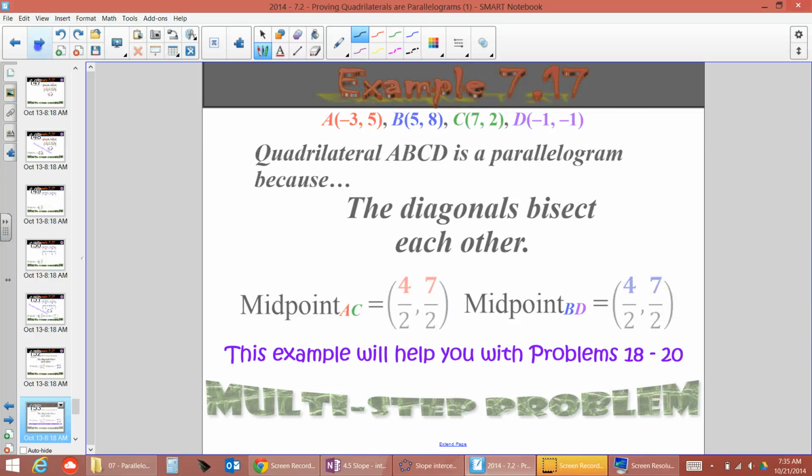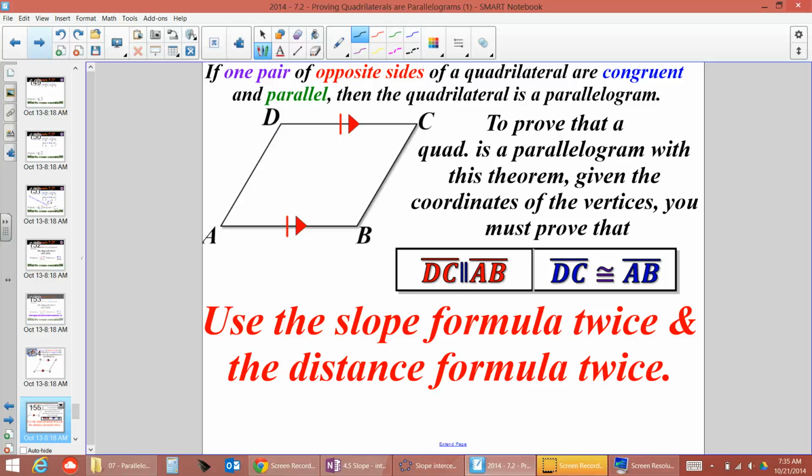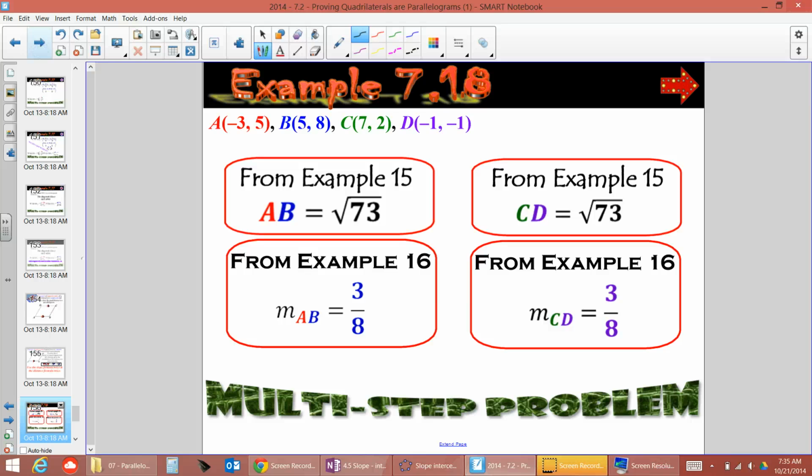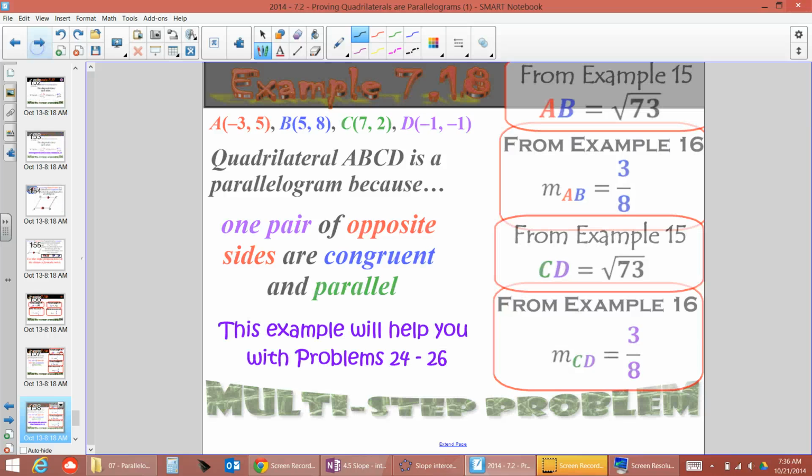So that's going to help you with 18 through 20. I want you to try each one of these on your homework, so that way when you get to the test, you'll be able to pick which one you want to do, and because you'll know how to do it easier. Okay, so since the opposite sides of a quadrilateral are congruent and parallel, well, we've already done the work for it, right? We've already done, from example 15, it's root 73 and root 73, and 3/8 is the slope, and 3/8 is the slope. So I know that AB is congruent to CD, and I also know that it's the same slope, so it's parallel. So based on that, I can just make this one statement and cite these examples here as to why it is congruent and parallel. All right, now, if you want to pause and get that in there, that's fine. It's going to help you with 24 through 26.